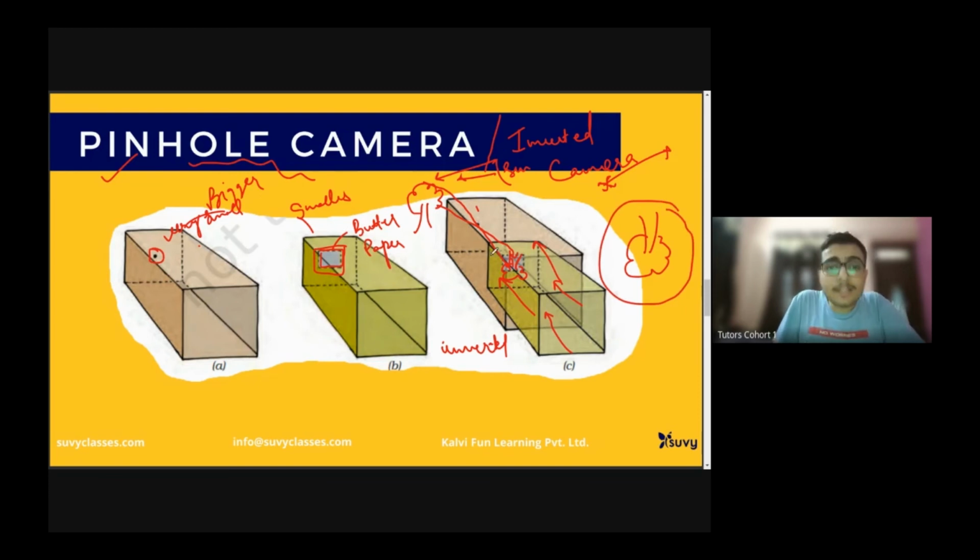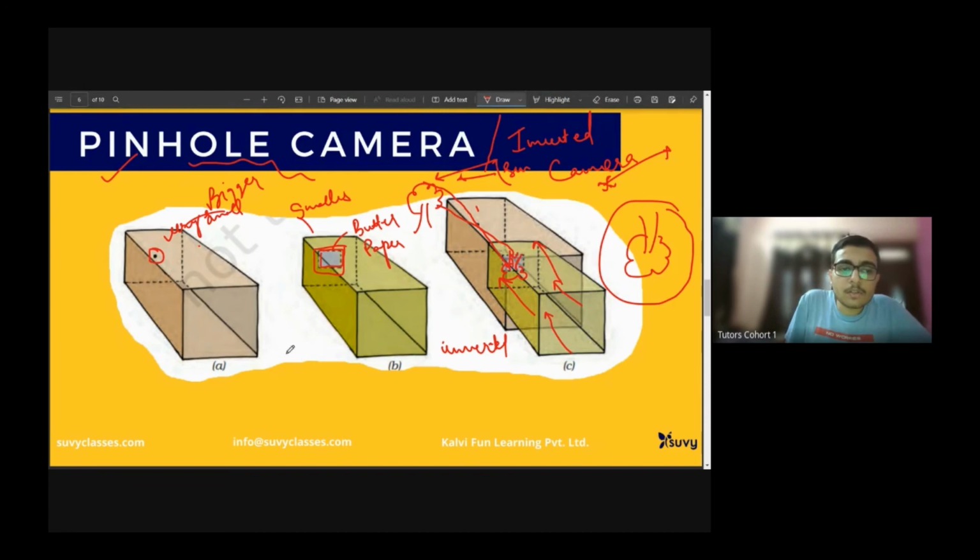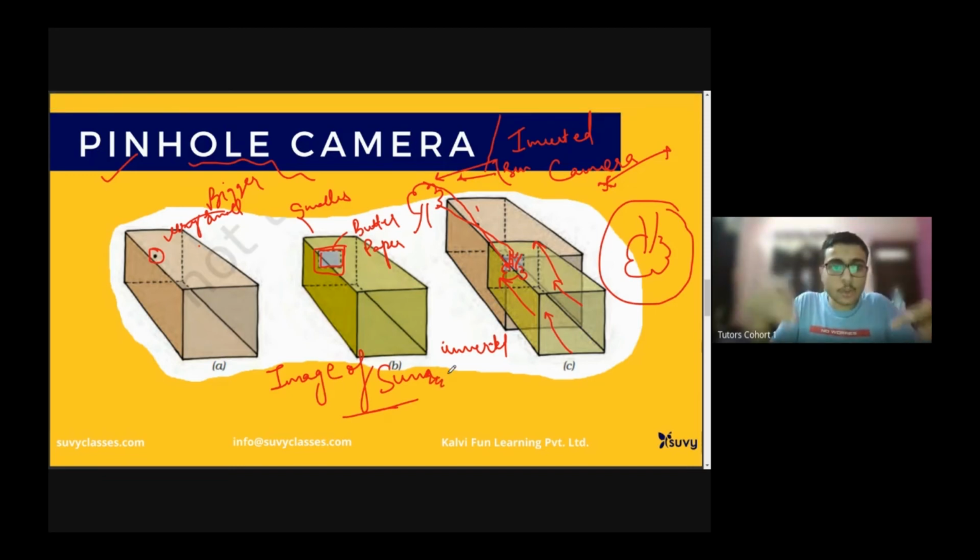Now, children, this setup is used to get an image of the sun. We cannot see the sun directly because it will damage our eyes. So we use a setup like this to capture the image of the sun on a screen, and on that screen we can study the structure of the sun and various other changes such as eclipse. Do you know solar eclipse and lunar eclipse? Have you heard of the term eclipse? Yes, sir. We cannot see those eclipses directly.